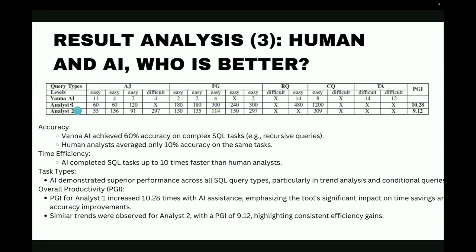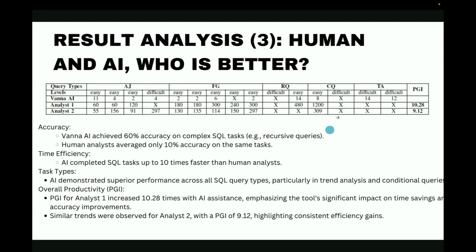In general, for Vanna compared to humans, we can see that the AI tools have improved about 10 times overall on my PGI index, which means the time and the accuracy have been improved by 10 times for analyst 1 and 9 times for analyst 2. And remember that these two analysts have the same number of years working in Telstra, with the same knowledge and qualifications.